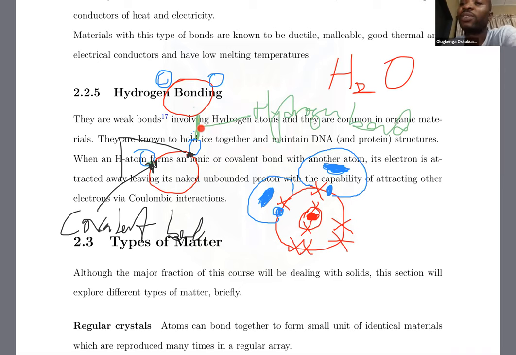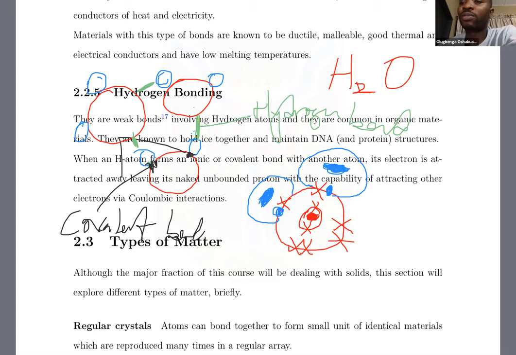So it's like an unending process. If you can draw till you are tired, you can draw to say we have another water molecule here. Confirm that you have another water molecule there. That means we have two hydrogens. So for that reason, we can bring out some hydrogen bonds. A hydrogen bond is known to hold ice together and maintain the DNA or protein structures.